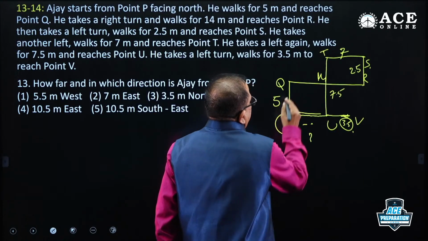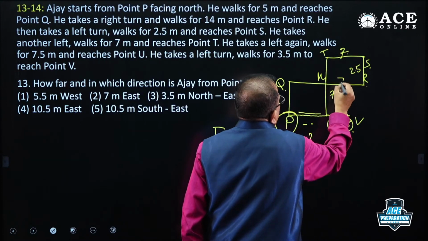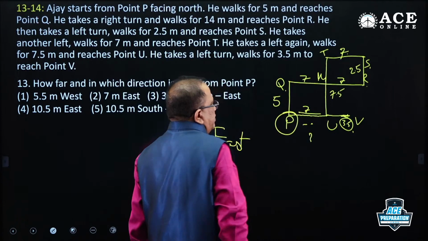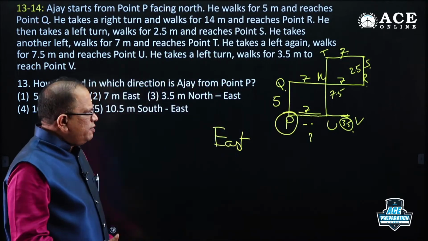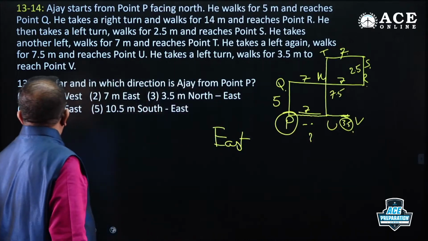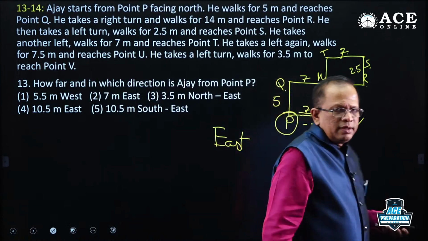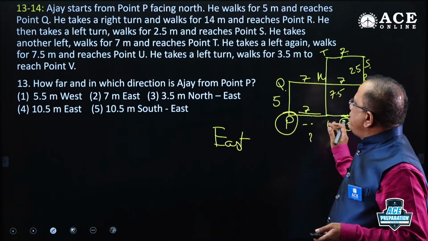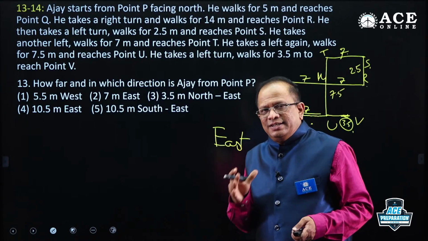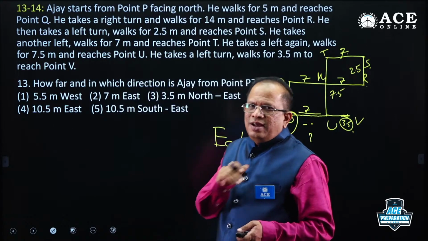Now what is this? In order to understand this, from here to here it is 14. This is 7, means this will be 7. If this is 7, this will be 7. That is deduct. Now 7 plus 3.5, 10.5, that is the answer. So where is the point V, finally with respect to P, it is 10.5 towards east. That is the answer. 10.5 to east, choice number 4 is the answer.